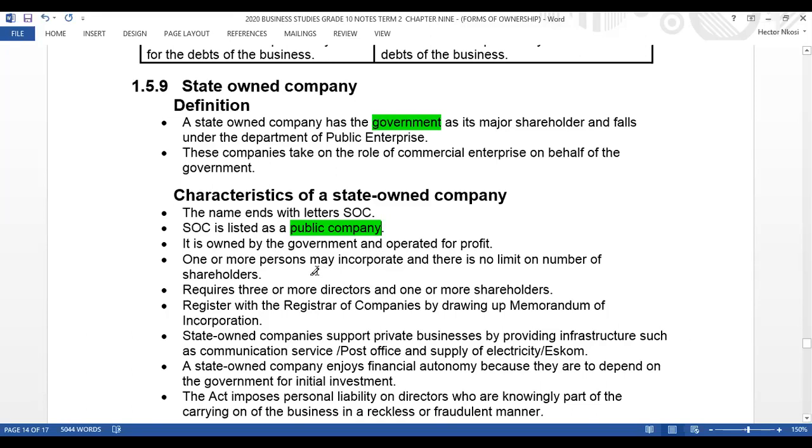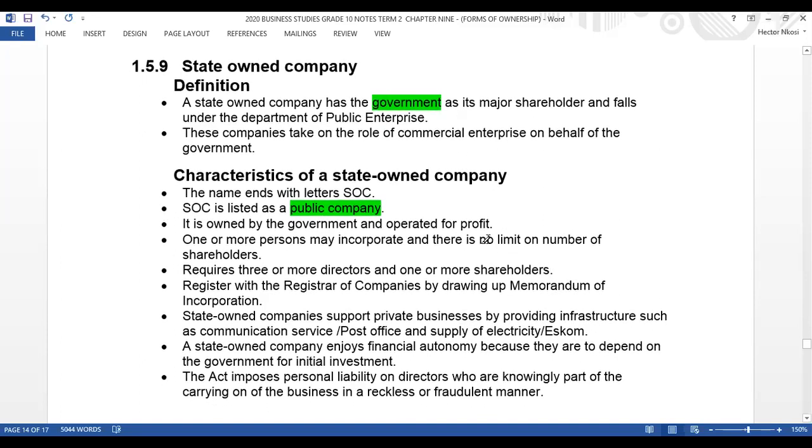One or more persons may incorporate, and there is no limit on the number of shareholders. It requires 3 or more directors and 1 shareholder. Also, it must register with the registrar of companies by drawing up the MOI. We know what the MOI is by now. Also, state-owned companies must support private businesses by providing infrastructure such as communication services, the post office, and supplying electricity, or ESKOM.